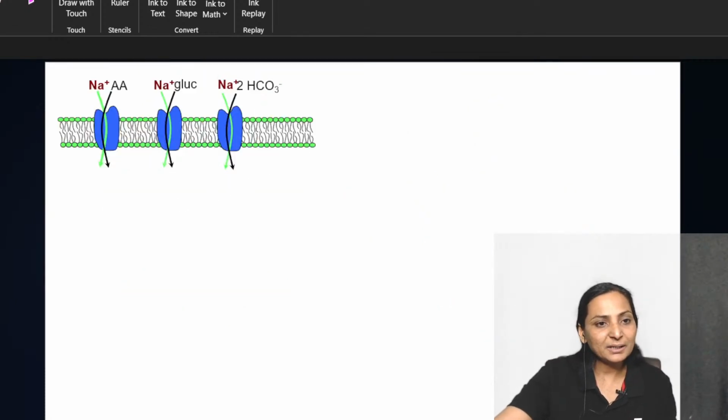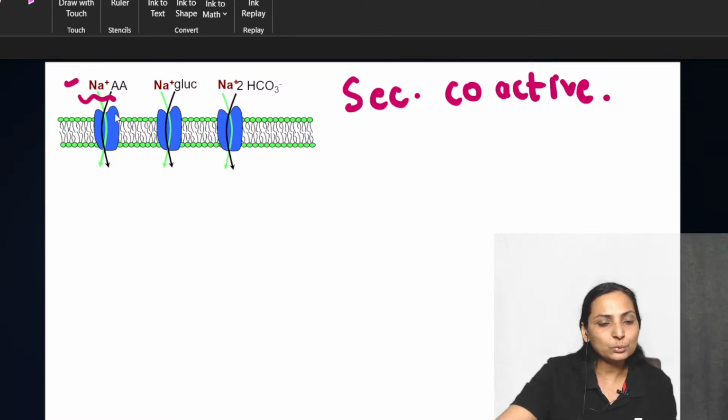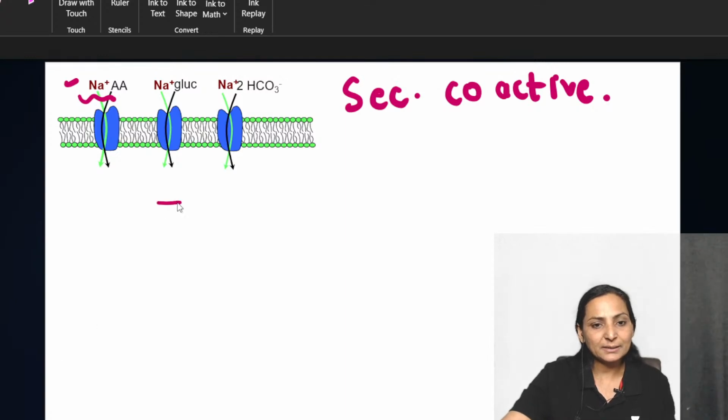Now this is typically an example of our secondary co-active transport, wherein two molecules are coming inside in the same direction, right? For example, sodium amino acid, sodium glucose or sodium bicarbonate. So two molecules are coming inside. Now why is the secondary secondary?